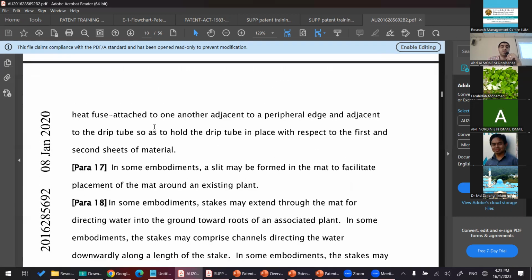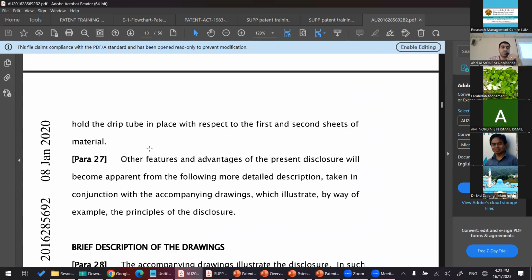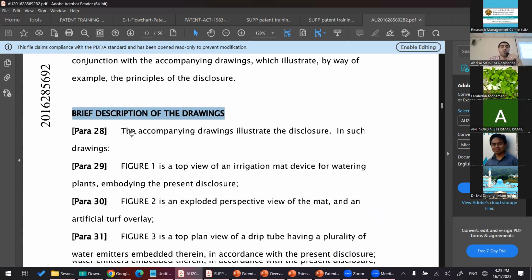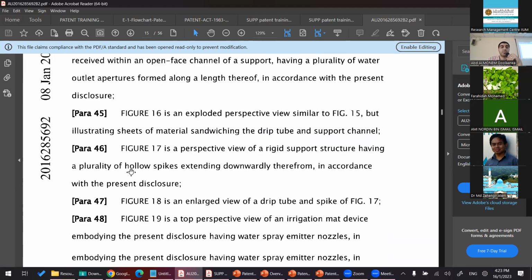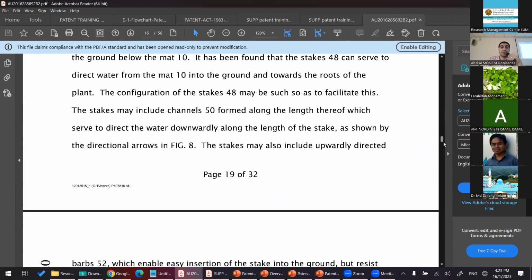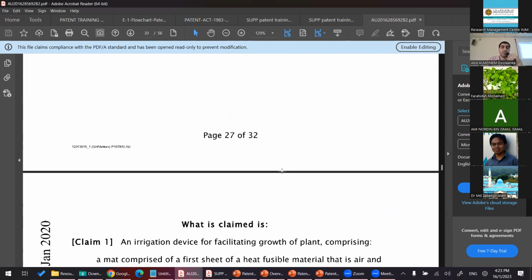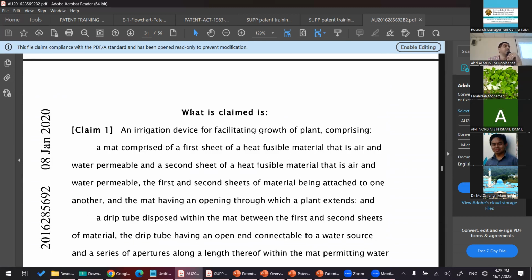Summary of the disclosure. Brief description of the drawings. See, this is a very big detailed description. Claims. So this is actually what we call the property of the invention, the claims. What you are protected by here is the claims. What you own is the claims.